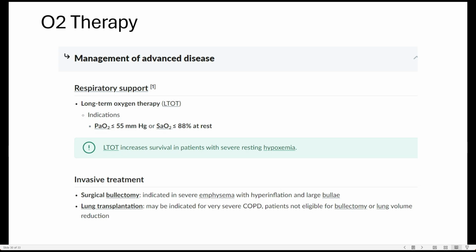All right. Of course, there are surgical options. You can do surgery for the patient if he has severe emphysema. You can do bullectomy. And if he has a case of severe COPD, but he can't do bullectomy, you might do, as a very last case scenario, lung transplantation. All right. So you can remember the surgical options, but the most important thing is to remember the indication of oxygen therapy. Less than 55 in partial pressure, less than 88 in oxygen saturation.